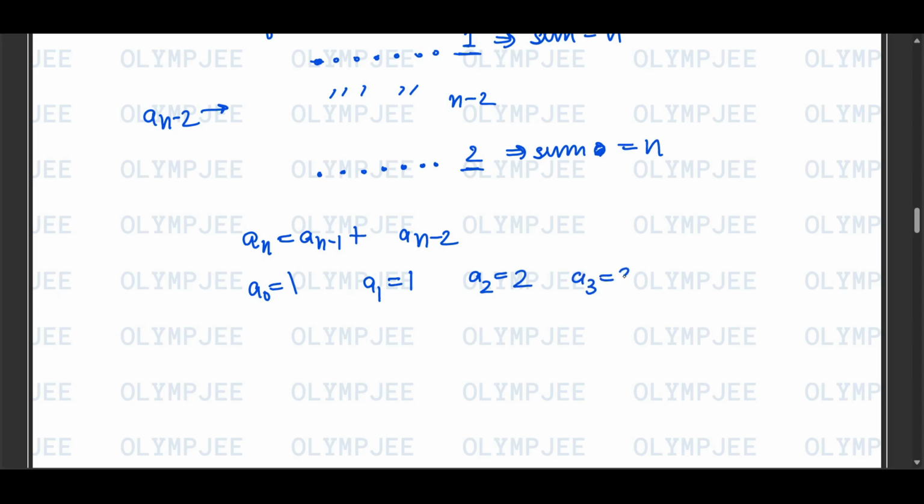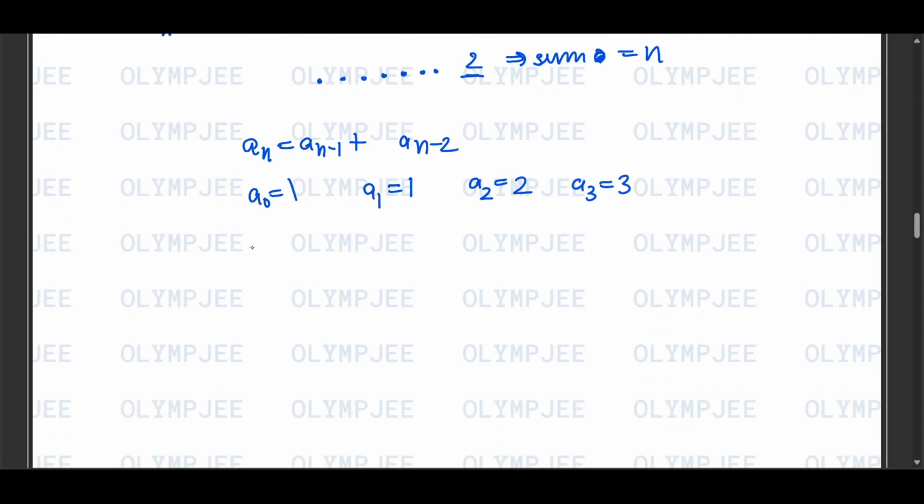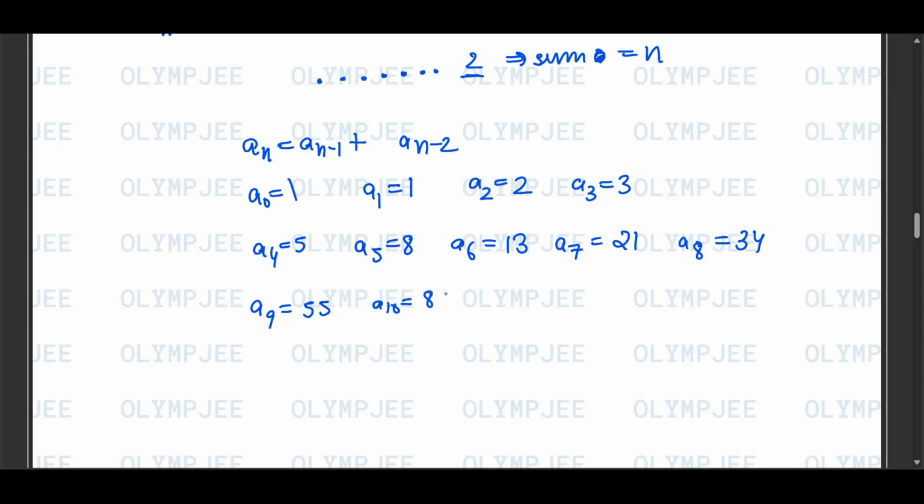a3 will be equal to 3. a4 will be equal to 5. a5 will be equal to 5 plus 3, which is 8. a6 will be equal to 8 plus 5, which is 13. a7 will be equal to 21. a8 will be equal to 21 plus 13, which is 34. a9 will be equal to 34 plus 21, which is 55. a10 will be equal to 55 plus 34, which is 89.